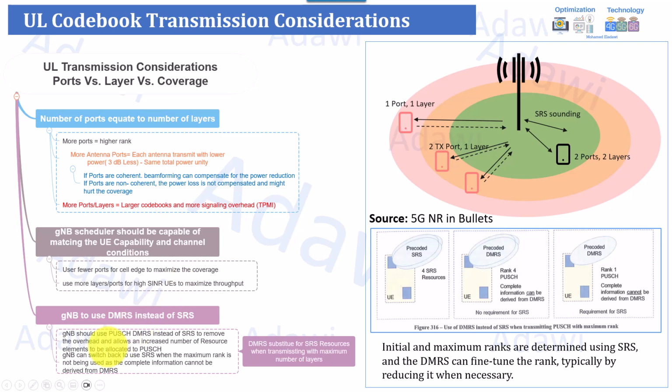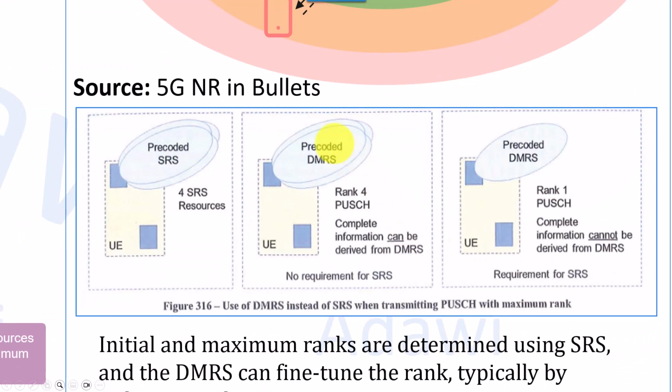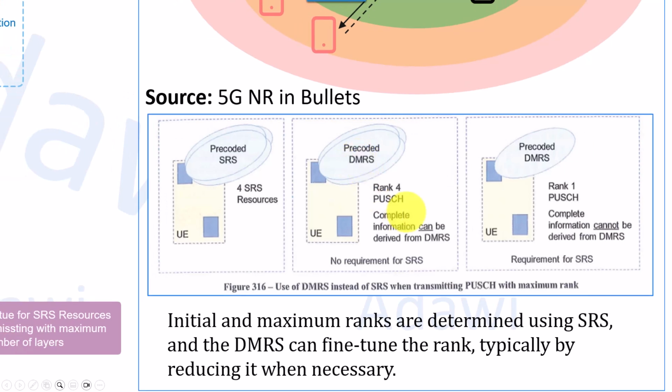The last part is also a capability, that whenever the gNB will decide to use the DMRS instead of SRS. Okay, let me zoom into this visual example, which is quoted from the 5G NR book. As you can see here in this example, the first thing I would like to note, a very important piece of information, is that the initial rank selection, the maximum rank selection for the user, will be decided based on SRS. The maximum rank is only decided based on SRS, the sounding reference signal.